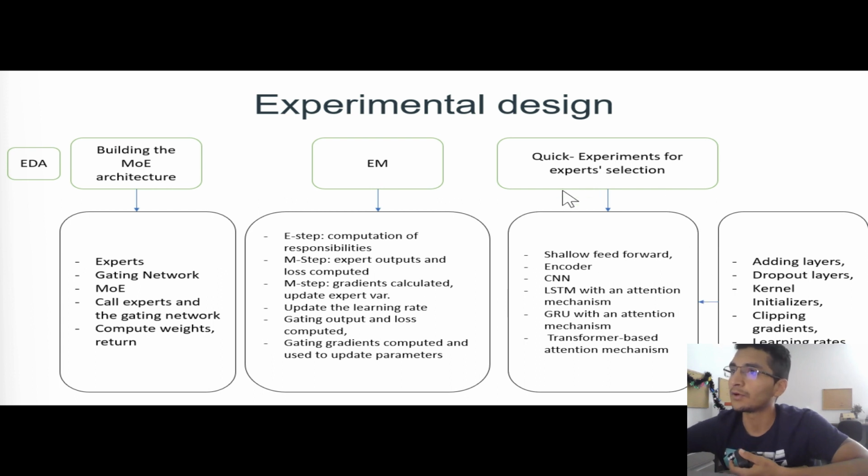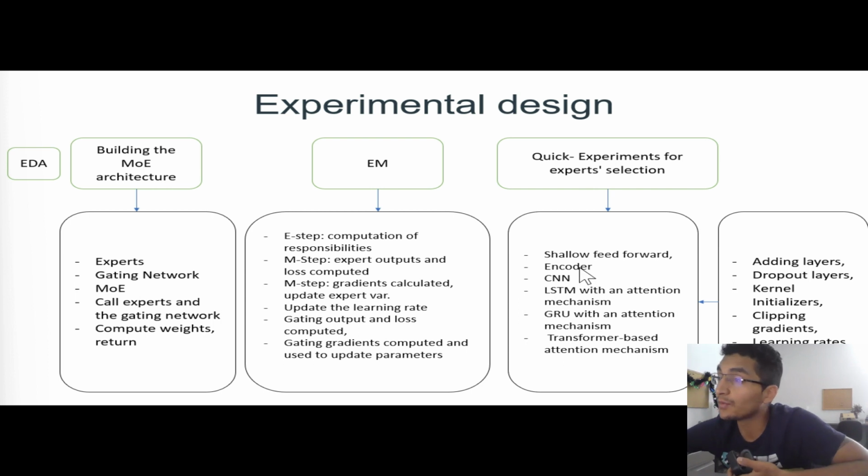Let me go a little bit over how we selected the experts. We started with a simple, shallow feedforward neural network, and then we started doing quick experiments to check its performance. We realized that it did not perform well, so we started adding some dropout layers, making it less shallow, like a deeper network, switching the kernel initializers, adding gradient clipping, playing with the learning rates. Then we did not find any significant improvement, so we had to move on to a different type of network.